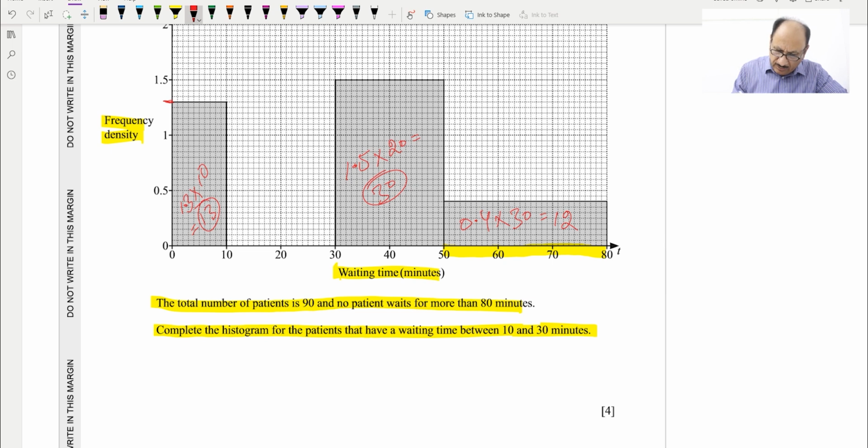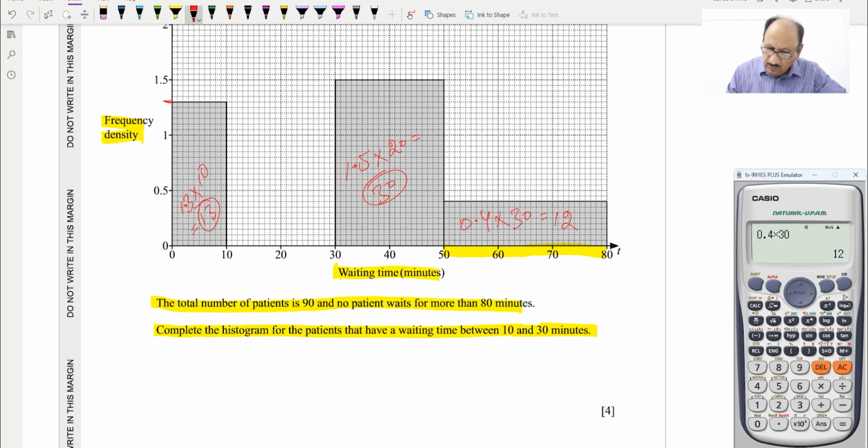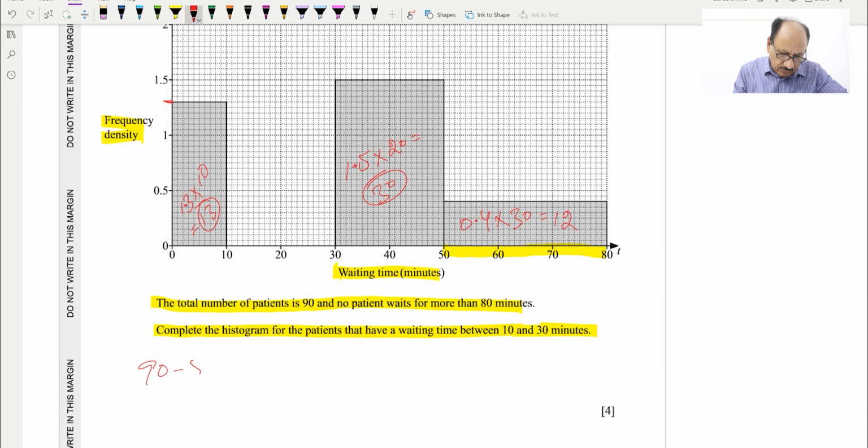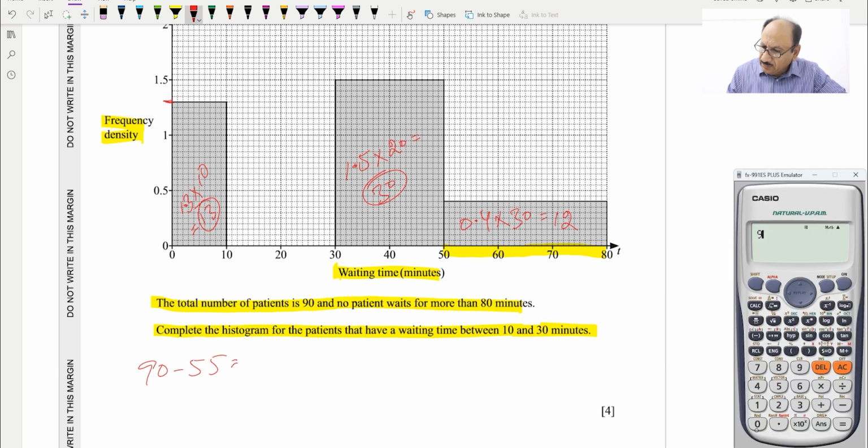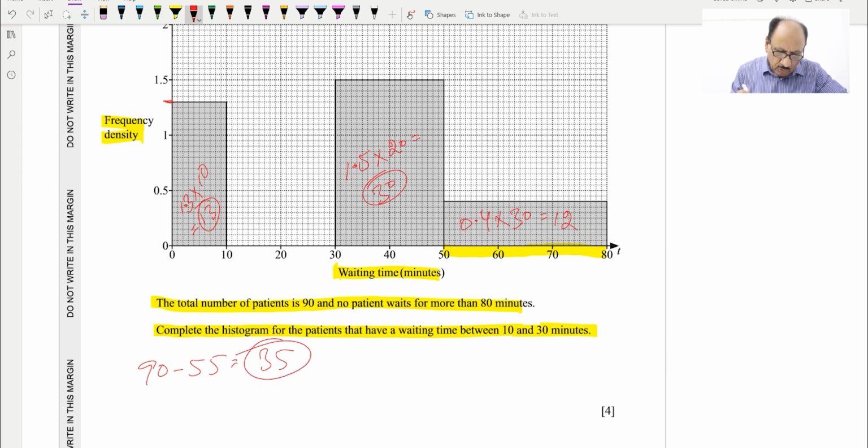Now we will add all these three so we can find the fourth one. 13 plus 30 plus 12 is equal to 55, and the total is 90, so 90 minus 55 is equal to 35. So we have to show the bar for 35.